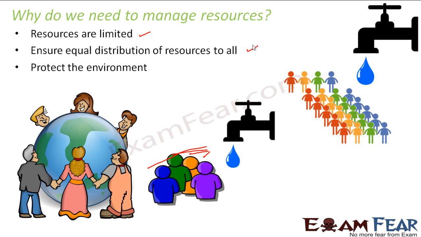The third one is to protect the environment. Now, how do we protect the environment by managing natural resources? If we do not manage natural resources, we have seen that there are many activities which pollute the environment and cause harm to it. And what happens if the environment gets polluted or harmed? As the environment gets harmed, it is we who are actually impacted, right? So in order to ensure a healthy, clean and neat environment, we should also manage the natural resources.